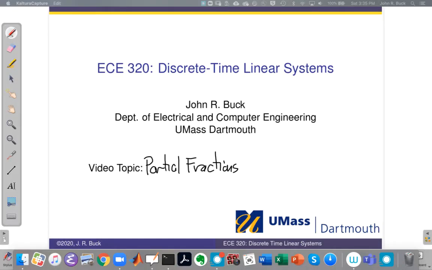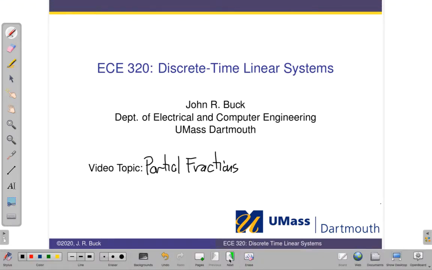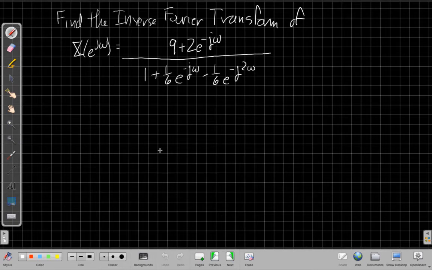So for today's video, I'm just going to highlight the technique itself. We'll see in future videos how we use it to find outputs or impulse responses. But the basic idea is that if I want to find the inverse Fourier transform of something that looks like this, where it's a ratio, a fraction, and the numerator and denominator are both in terms of things like e to the minus j omega. And these are the ones that will come up a lot in discrete time linear systems because, as we've seen, multiplying by this complex exponential represents something being delayed somewhere.